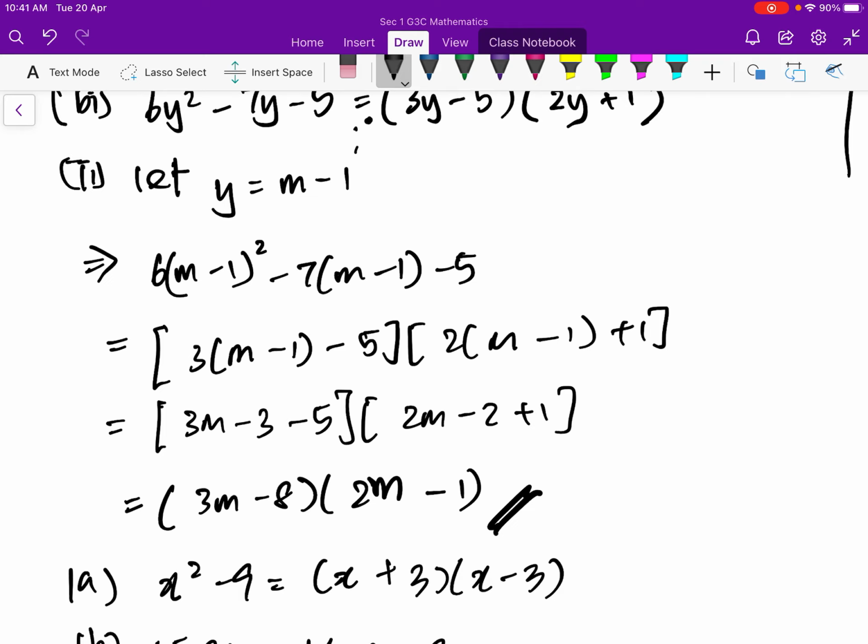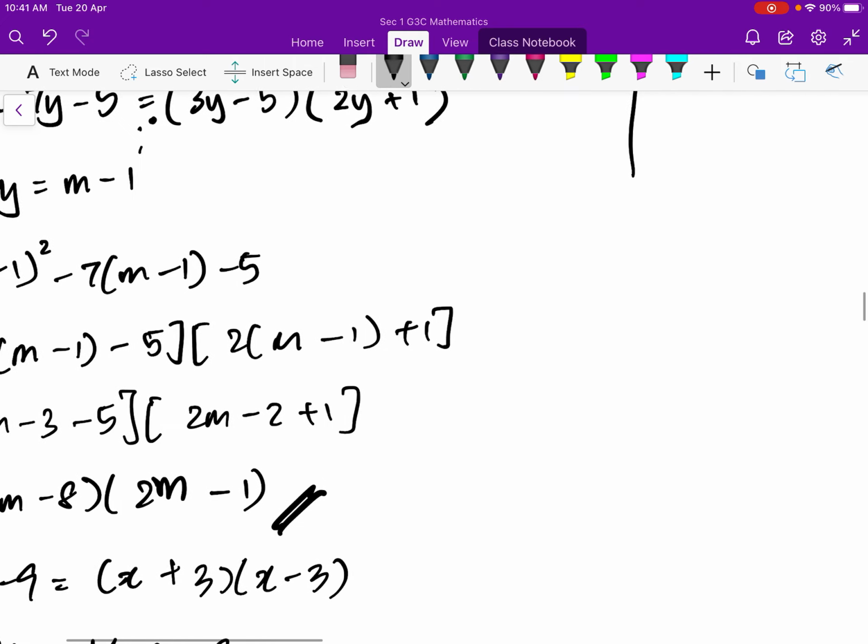Okay, next one is part C, 24a cubed y minus 6ay cubed. Don't worry, all this will be uploaded onto Google Classroom. The important thing is that you understand what's happening in class. The copying can come at your own time later on. Okay, so next one, part C.